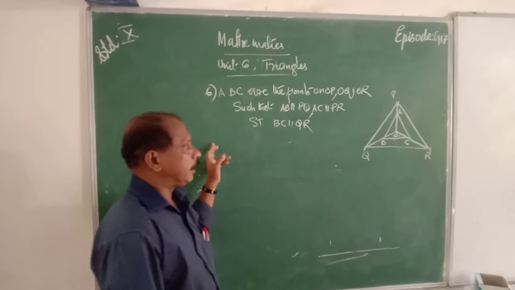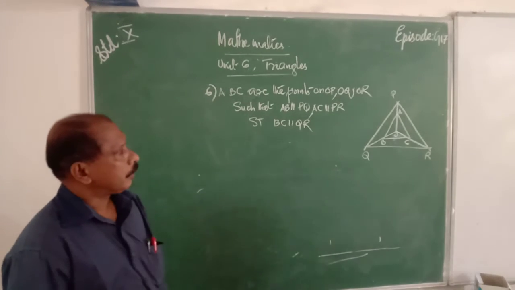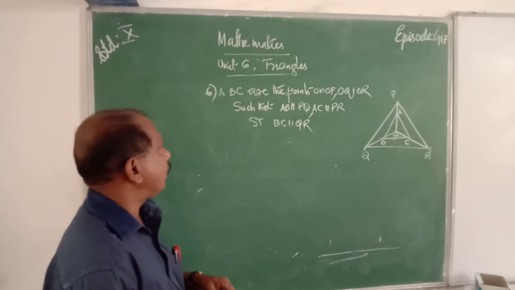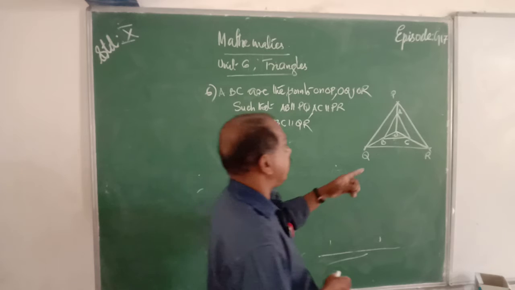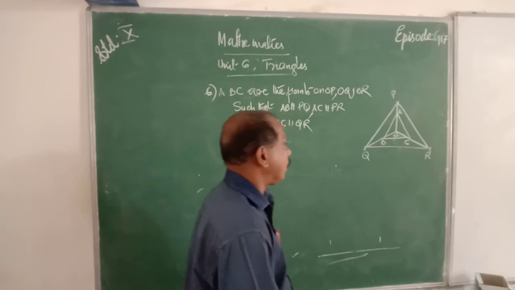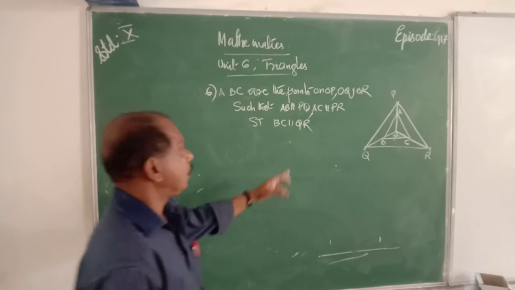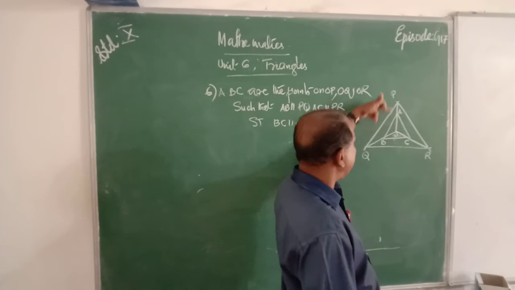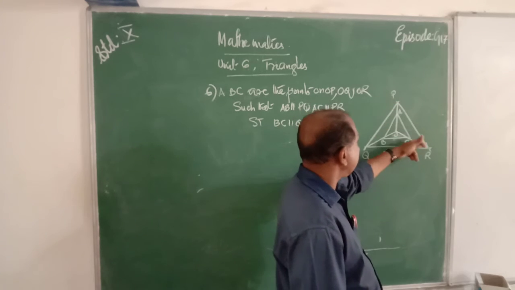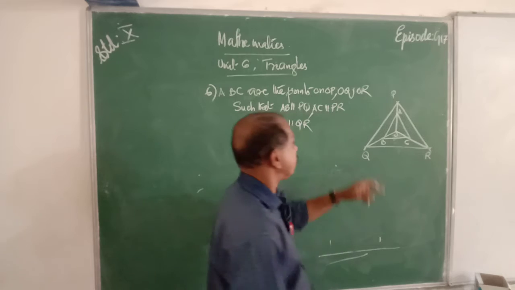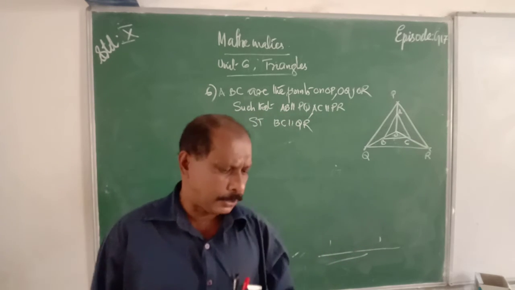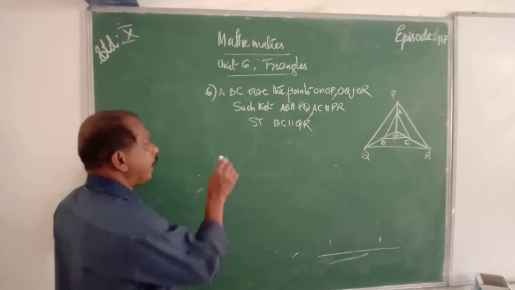Then the sixth question is, in the figure, PQR is a triangle and A, B and C are the points on sides OP, OQ, OR of that triangle. AB parallel to PQ, that is given. AC parallel to PR, it is also given. Show that BC is parallel to QR, same as that previous question. That means the answer is what?